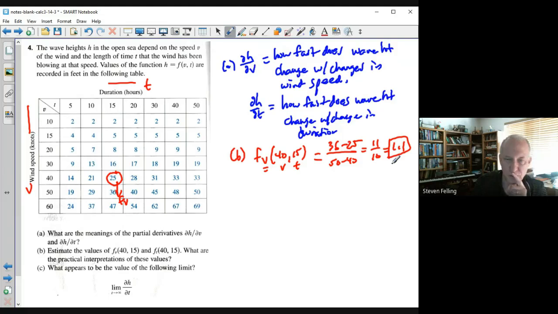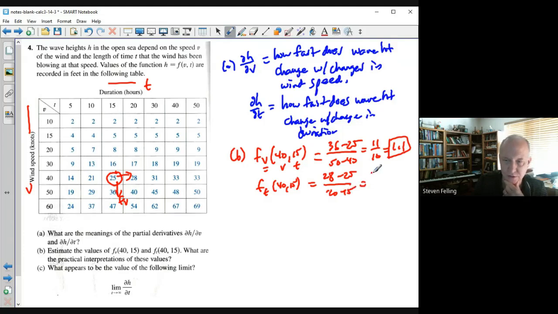So basically it's 1.1. What are the units for the wave heights, feet? 1.1 additional feet in wave height per additional knot of wind speed. Okay, and then the other one was FT. So FT at the same location means we're going to move in the T direction. So that's going to be 28 minus 25, and then 20 minus 15.